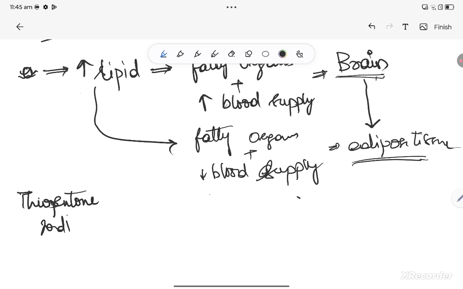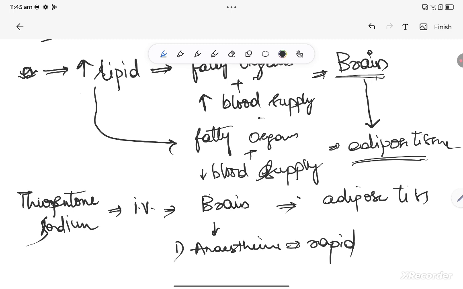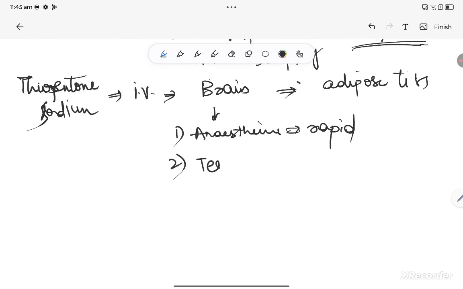This is basically an anesthetic drug, a general anesthesia drug. When it is given intravenously, it reaches the brain first because it is a fatty organ and it has a huge blood supply. So your anesthesia will be attained fast. Anesthesia will be very rapid. But due to the property of redistribution, it goes and gets deposited in the adipose tissue later on. Clear? So, though anesthesia is rapid, termination of anesthesia is also rapid. With this, we have finished redistribution. Thank you for patient listening.